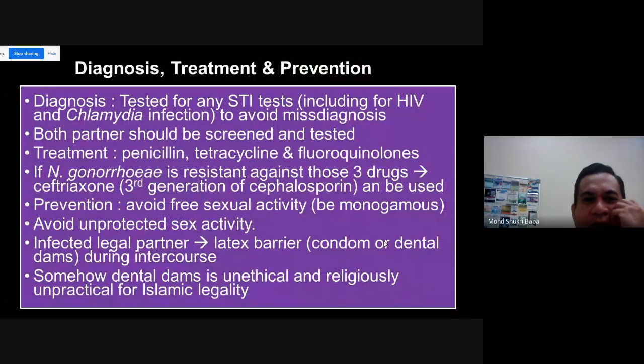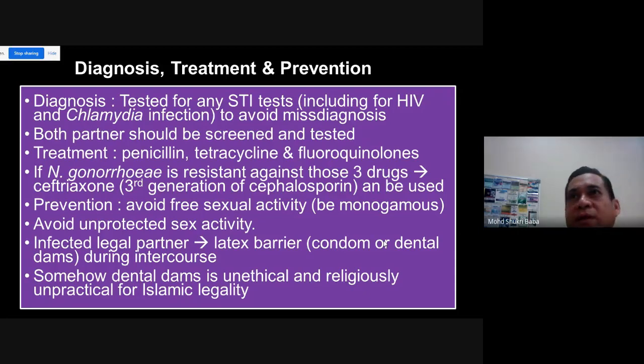Diagnosis, okay, test for STI testing, including HIV and chlamydia infection to avoid misdiagnosis. You must remember, once you've been infected with or have symptoms of an STD, you cannot do the test only for the specific disease of STD. You must do sekurang-kurangnya 3 jenis STD ataupun 4 jenis STD, because basically sign and symptom of any STD disease adalah sama saja.